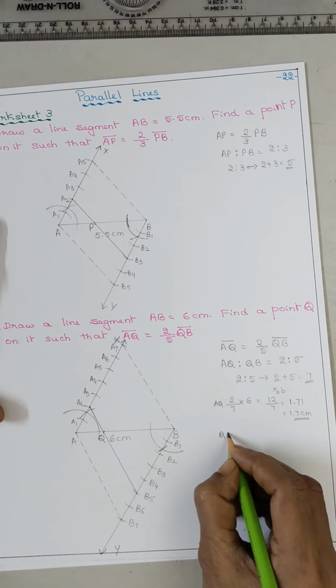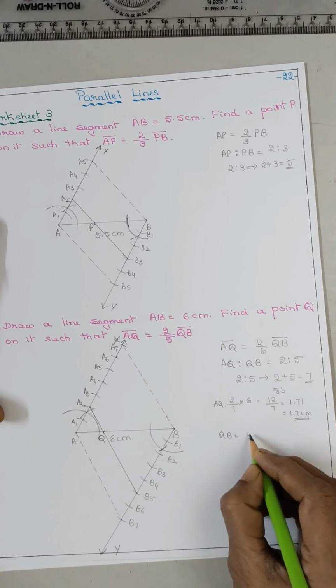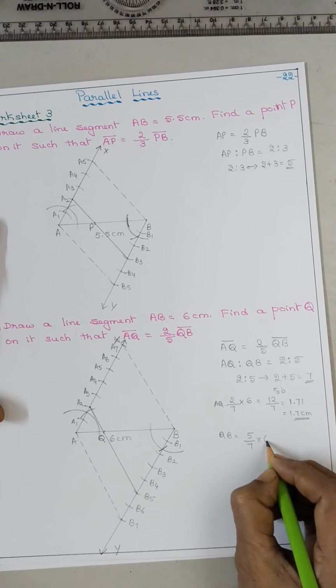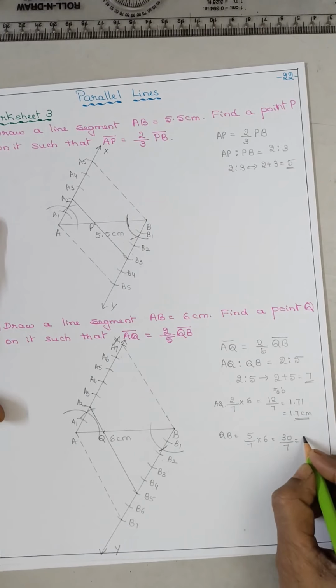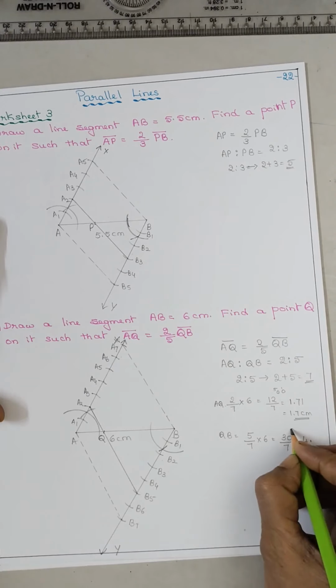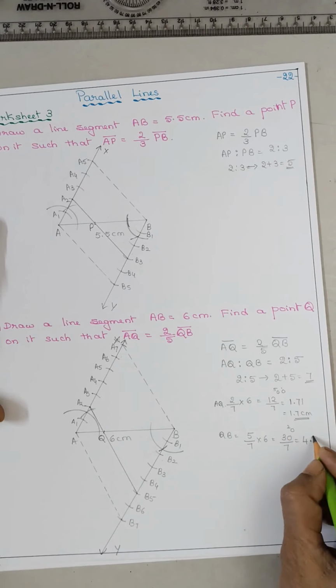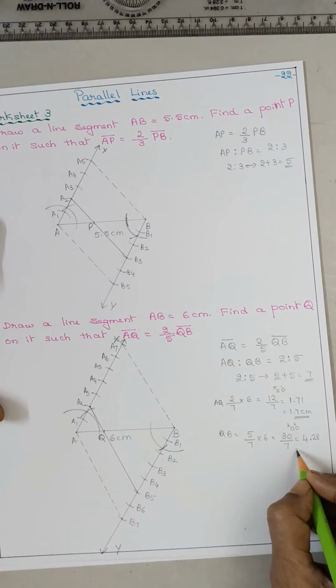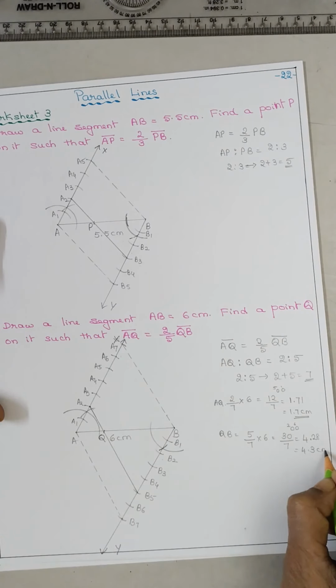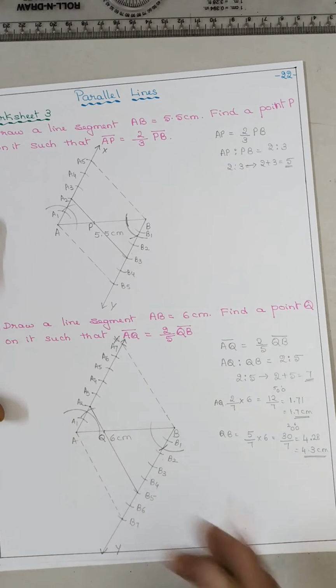Now QB is equal to 5/7 into 6. That is 5 sixes are 30/7. 7 fours are 28. 2 remains. 2s are 14. So 6 remains, and it is 4.3 centimeter. 1.7 plus 4.3, when you add, it will be 6 centimeter.